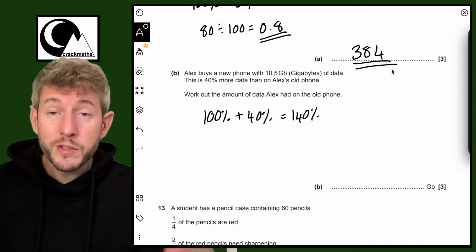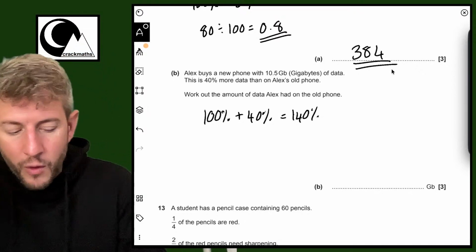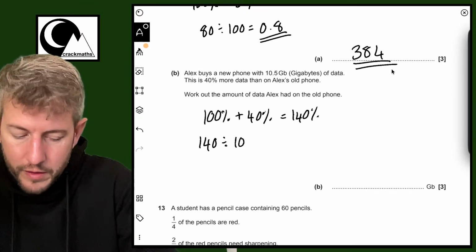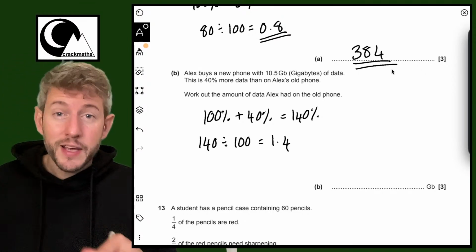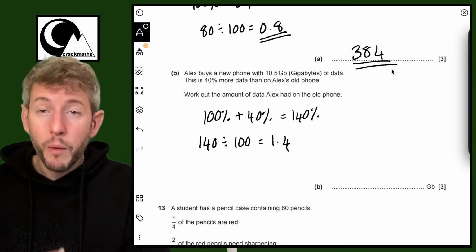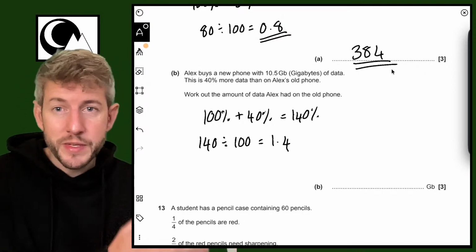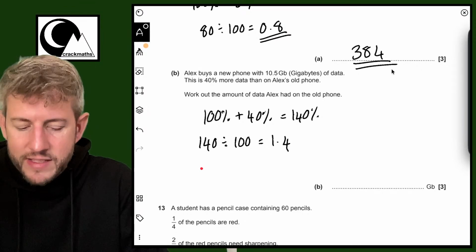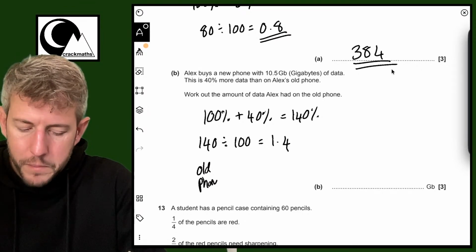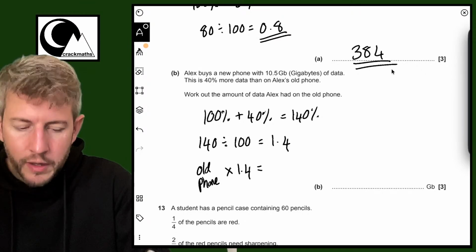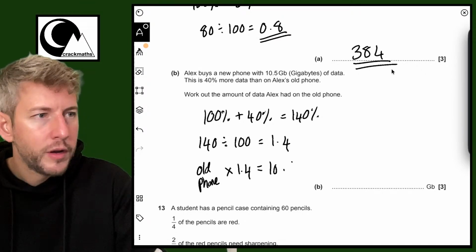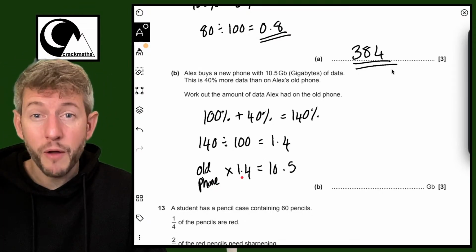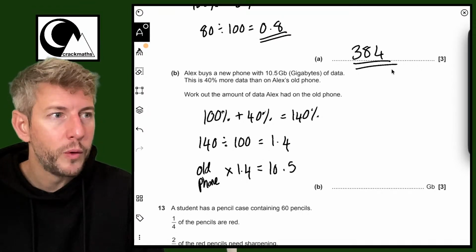Okay, now if you want to find 140% of something, we do 140 divided by 100, which equals 1.4. Now this tells us that anything multiplied by 1.4 has been increased by 40%. So we can think about this as a sum, okay? So we can think of Alex's old phone multiplied by 1.4 gives 10.5, okay? So here we go. Alex's old phone, increase the data by 40%, and then that data will now equal 10.5.